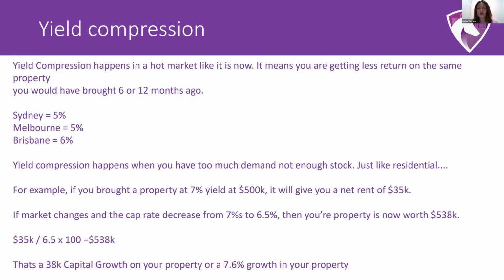Then your property is now worth $538,000. So that's $35,000 divided by 6.5% times 100, $538,000. So what does that equate to? That equates to 7.6% growth in your property. So you're getting a 7% cash yield plus a 7.6% growth in your property. Unleveraged, that is a 14.6% ROI, return on your money. So you've got to look at that because where else could you get that 14%? And this is why the market is so hot.